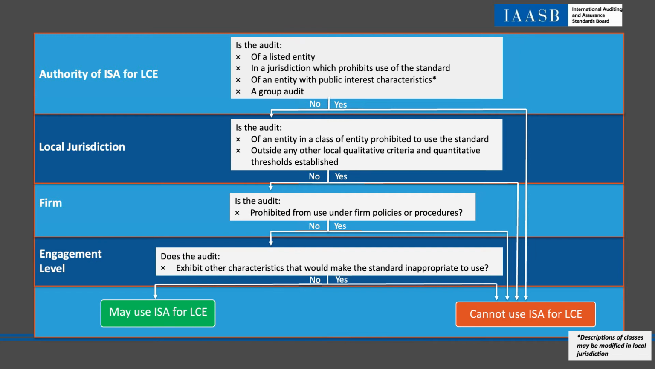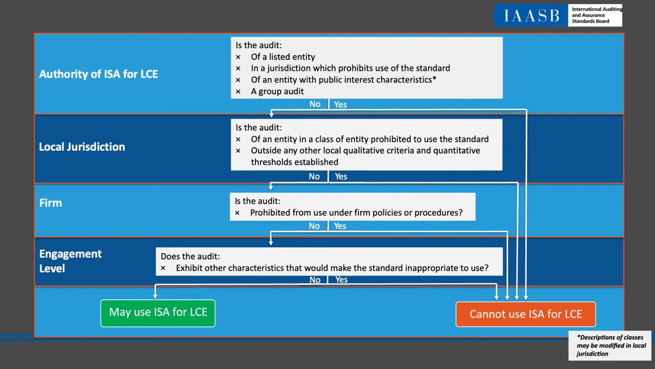Engagement partners, for a specific engagement. If the audit is permitted to use the standard after the considerations I have already spoken about, the engagement partner must still evaluate if the standard is appropriate for use for that specific engagement. This evaluation is based on the description of qualitative characteristics explained in the authority.